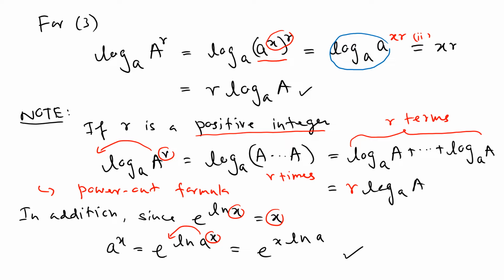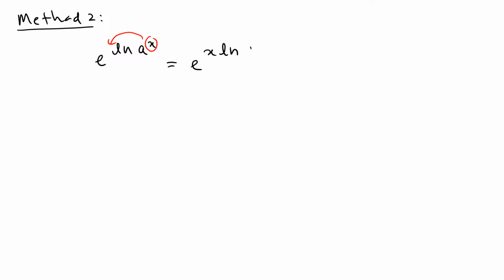And I'm also going to show you another method to show this result, because this is a very important result later. So I'm going to call it method 2. It's good to remember certain algebra tricks, because they're very useful. So we can write this as e to the ln ax. Then we can take the power out and bring it in front. So we can write this as e to the x ln a.